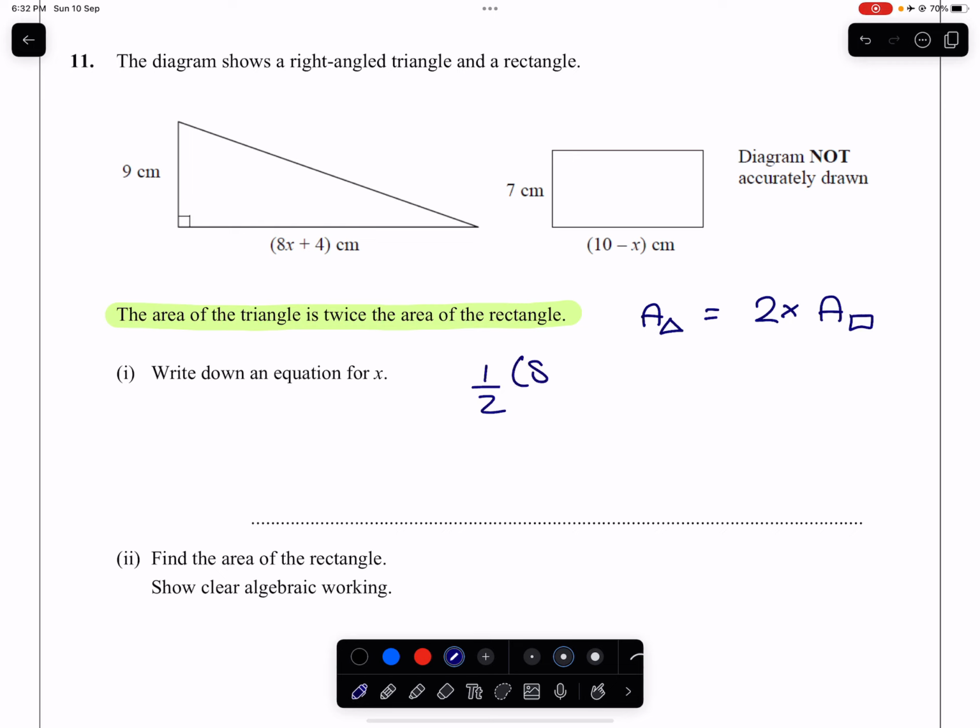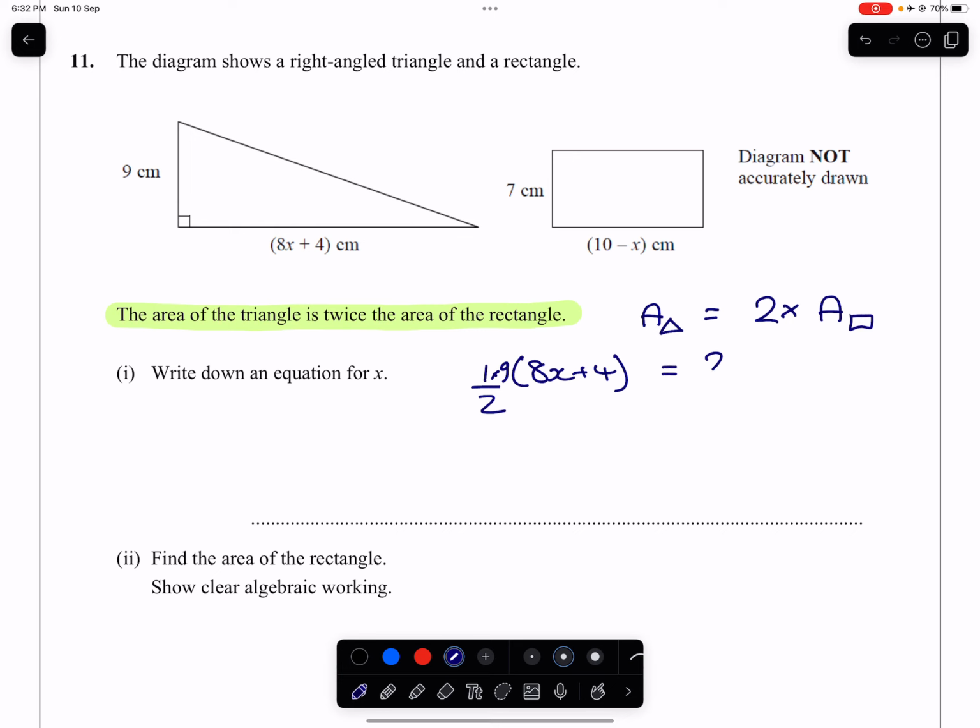Now, I could write it like this, with a 9 on the end, multiplying it, or I could put that 9 at the start, like so. Doesn't really matter which way around, but this is going to make it nicer for what's to come later in terms of breaking the brackets out.